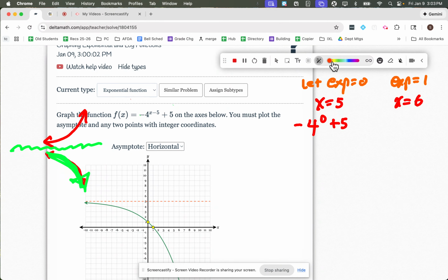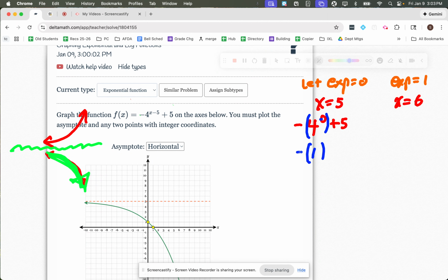Let's follow order of operations meticulously. You take the exponent first. 4 to the 0 is 1. Then you multiply by negative 1, or make it negative. The exponent happens first, then it becomes negative. So our y, in this case, is going to equal 4.